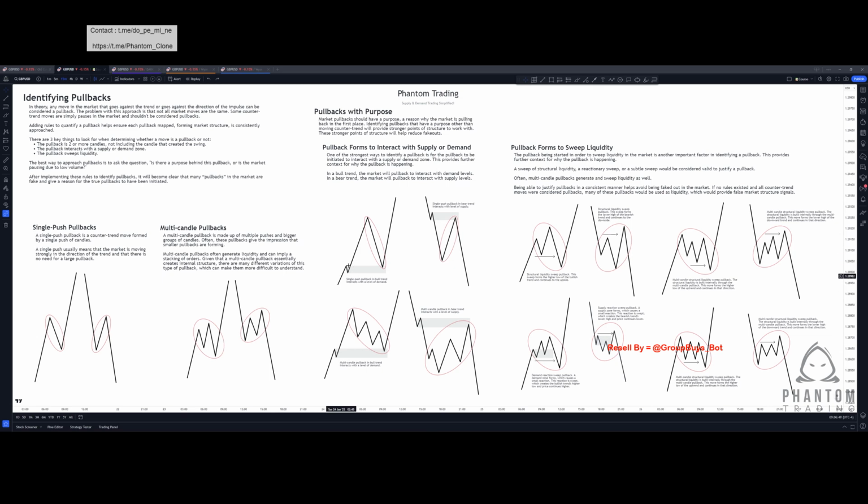Here we have a bullish market. We have a single push pullback, taps into the demand level, and then continues moving on into a new impulsive phase, takes out the previous continuation high of the bullish structural range, and continues to print a higher high.